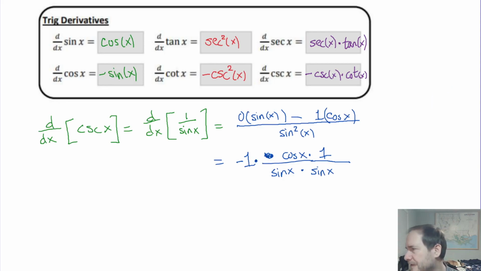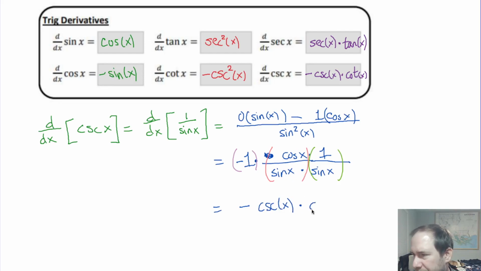And so when you look at this now, what you hopefully see is three things. We've got a negative 1 factor. We've also got a factor of cosine over sine. We've also got a factor of 1 over sine, which means by the time all is said and done, we can call this negative from our negative 1. 1 over sine is our cosecant, and cosine over sine is our cotangent.